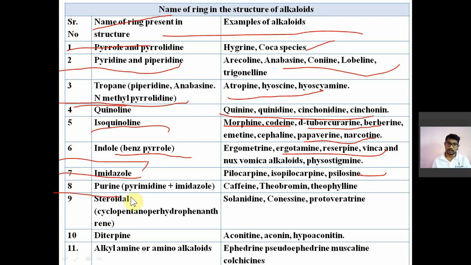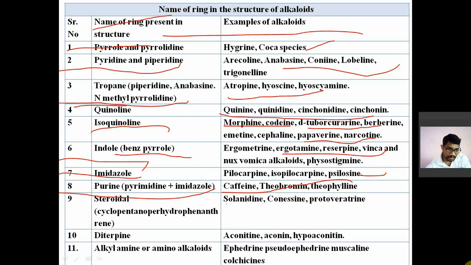Next, purine type of ring system is present in the alkaloids caffeine, theobromine, and theophylline. Whatever the alkaloids present in the tea and coffee. So tea and coffee में जितने भी alkaloids होते हैं जैसे purine bases. So these are nothing but the purine type of ring present in these alkaloids.